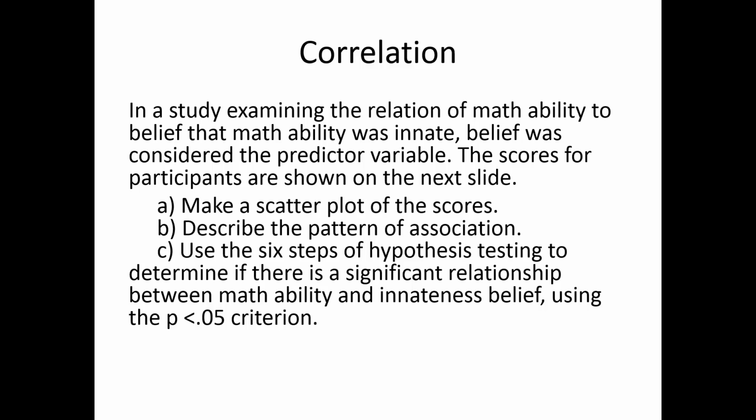All right. I have the scores on the next slide, or you can use the scores from the handout on Blackboard. We're going to make a scatter plot of the scores, describe the pattern of the association, and then test if there's a significant relationship between math ability and innateness belief. And we're going to use 0.05, right?